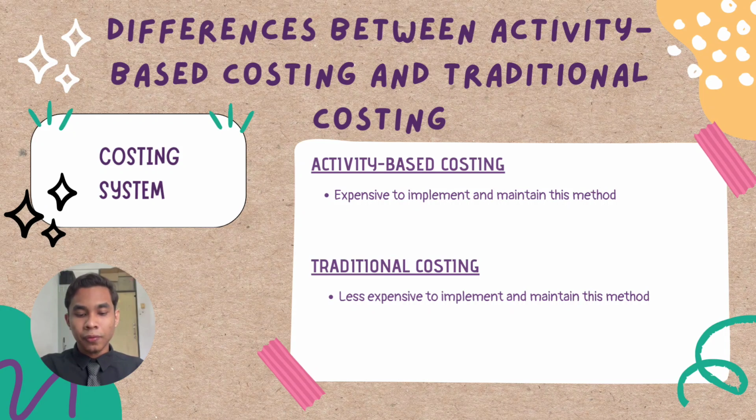Next, for costing system. In activity-based costing, ABC, it's more expensive to implement and maintain this method. But for traditional costing, it's less expensive to implement and maintain this method.